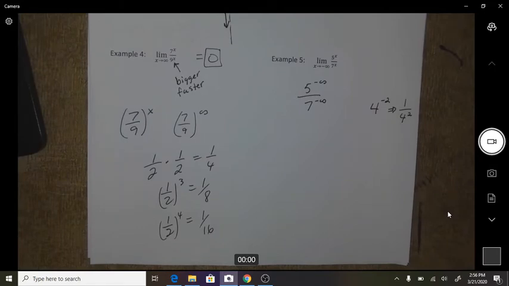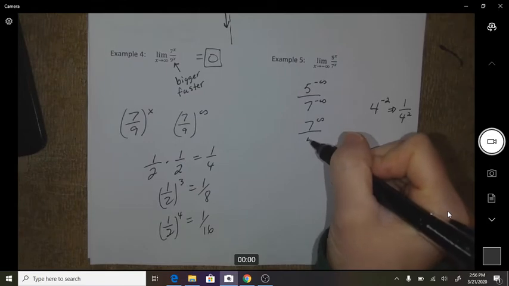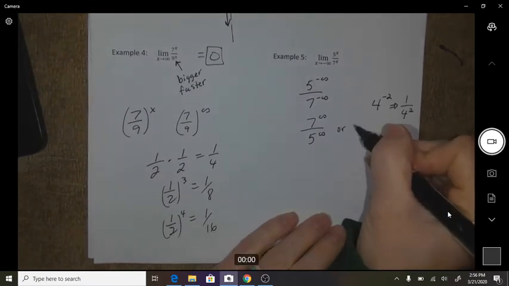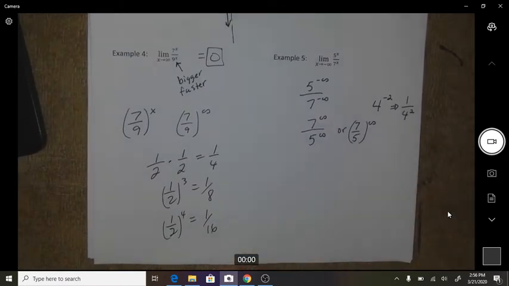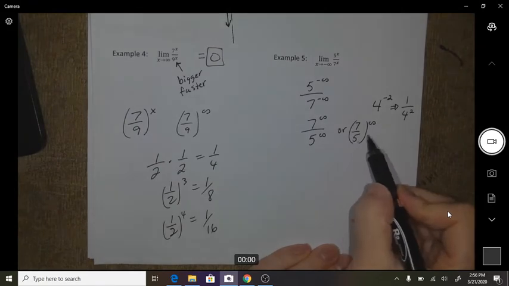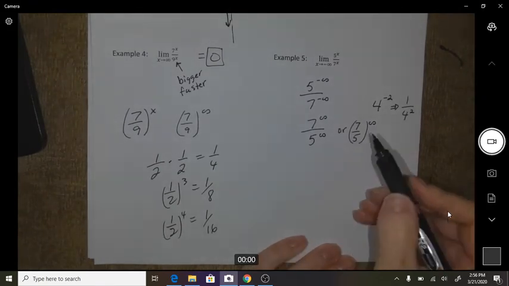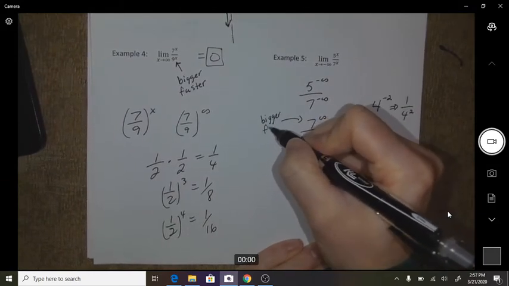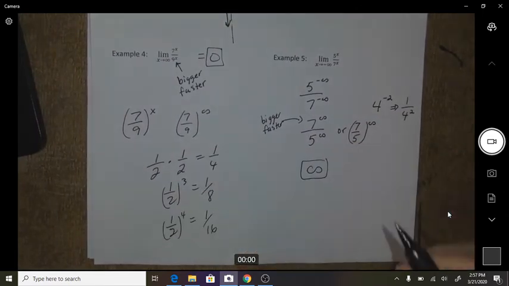That's with negative infinity, but I could change this to 7 to the infinity, 5 to the infinity. Or if I want to think about it like this: when a number that's greater than 1 keeps repeating and multiplying, you're just getting bigger and bigger. Or we could talk about bigger, faster on the top. So if our top is getting faster, we are approaching infinity.